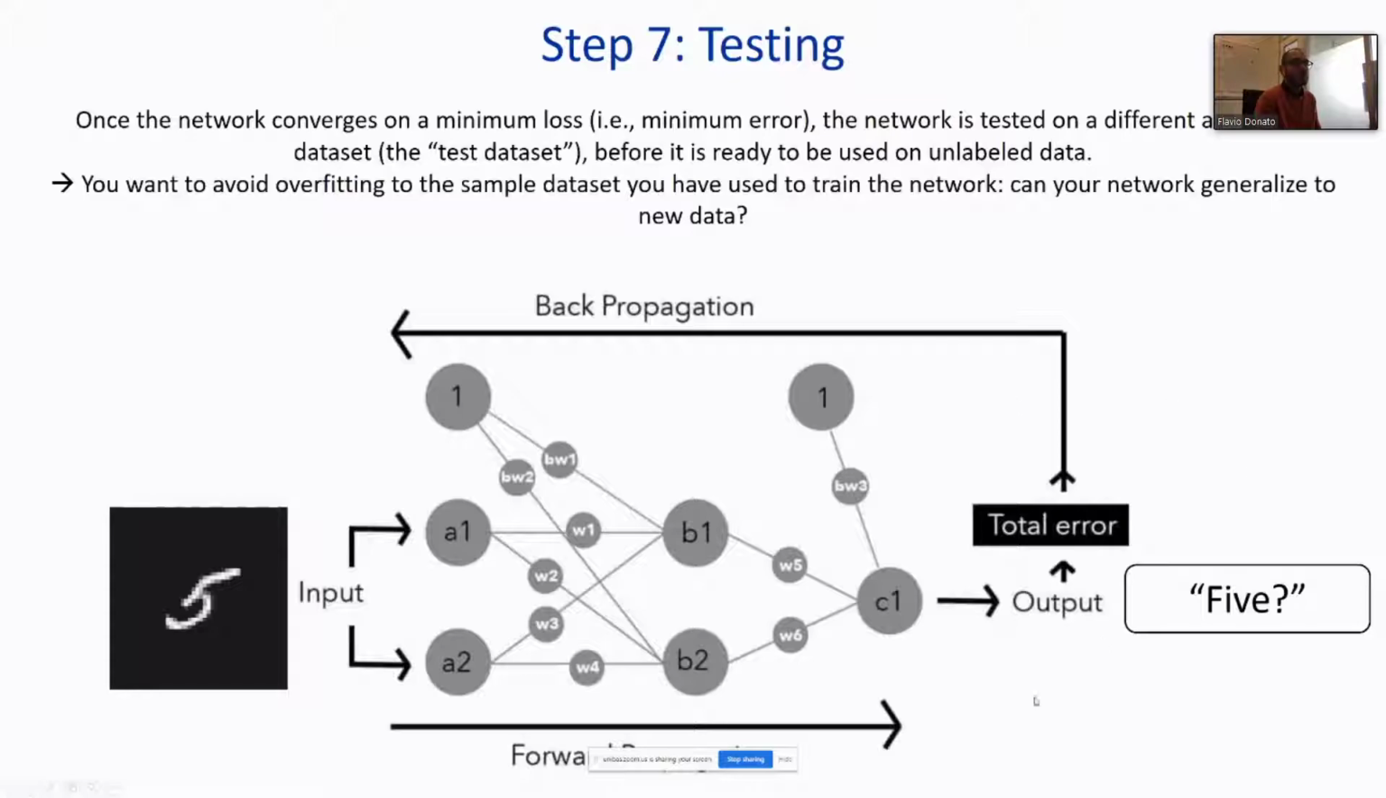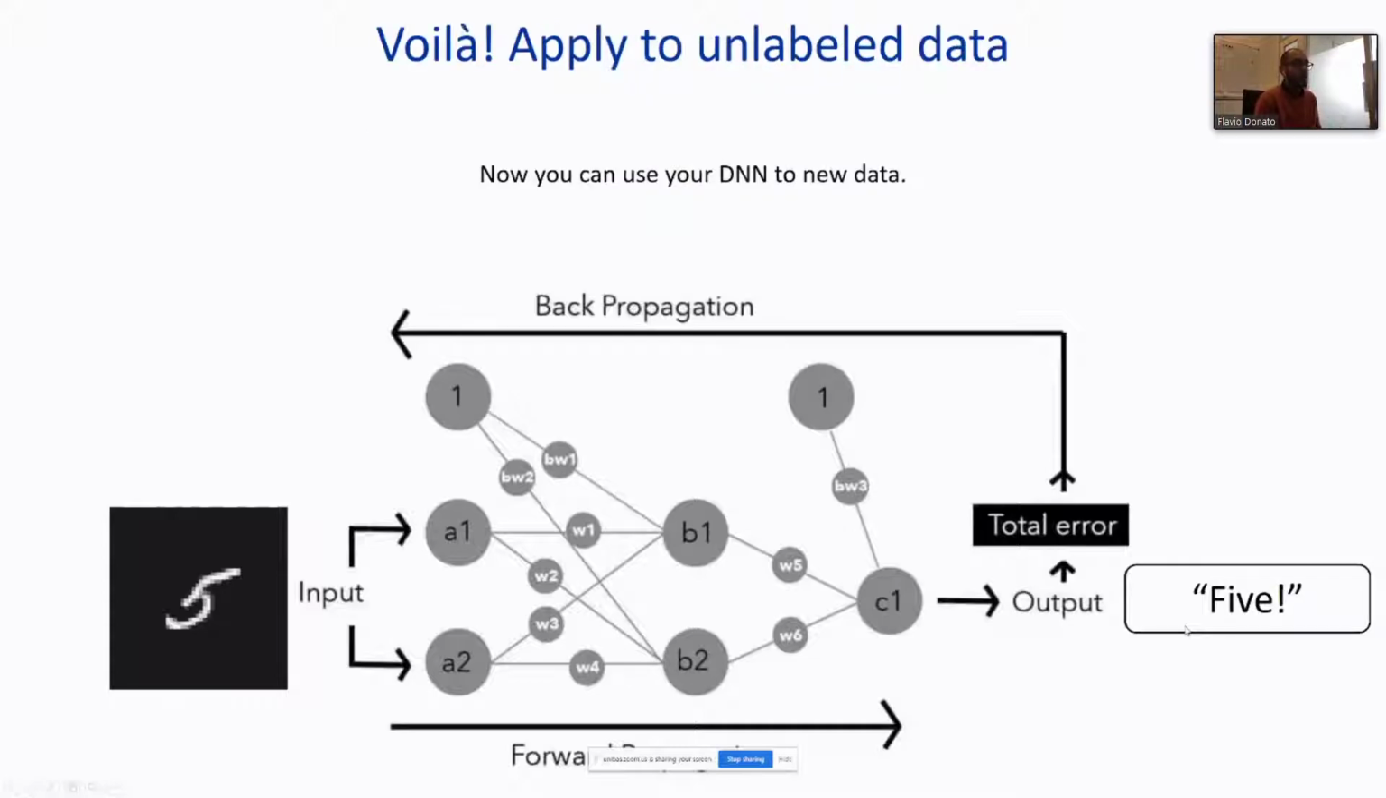Once this difference converges, meaning that the network is good not only because it predicts the right labels on the training datasets but also predicts the right label on the testing datasets, you're good to go. You're able to apply it to unlabeled data, to something that is new to the network, and the network should give an answer which is precise.